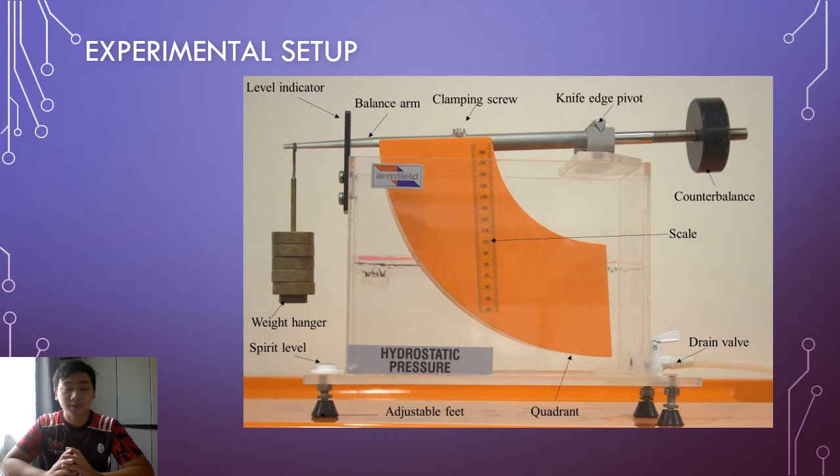So this is the experimental setup of the lab experiment. You can see the level indicator, the balance arm, the weight hanger, and the spirit level to measure the horizontal.